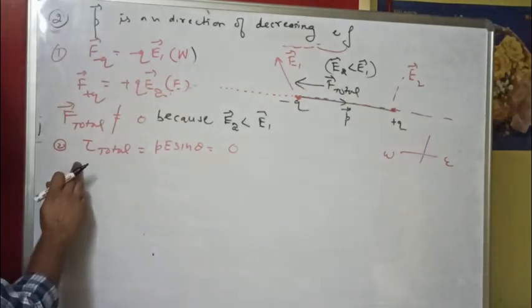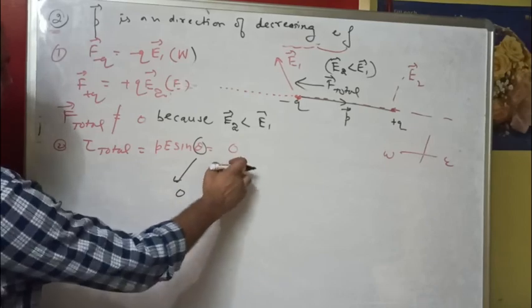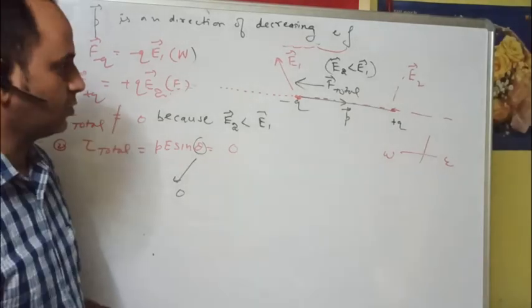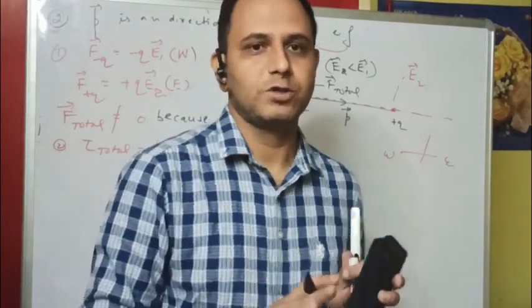Now here, find the torque. So again here theta is 0 degree. So in that situation the total torque will be 0. So again here the dipole will not show any rotational motion. Okay.